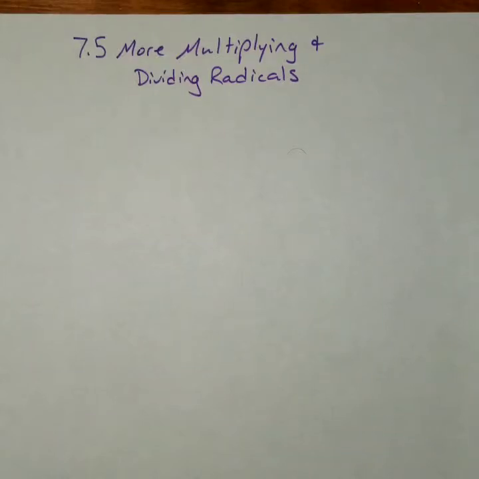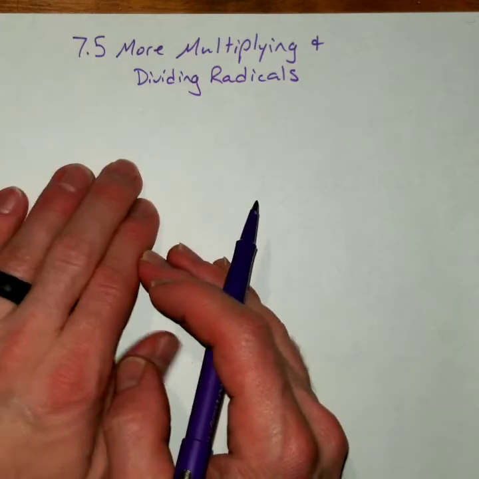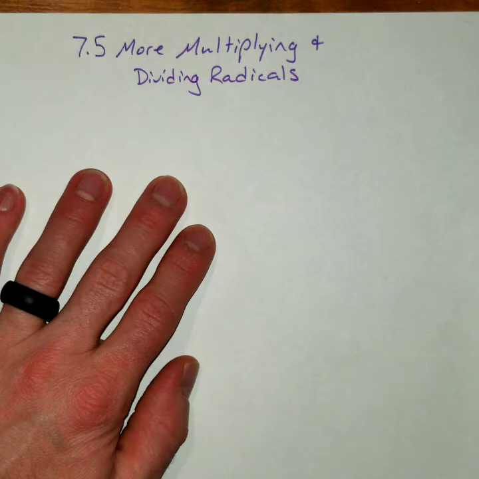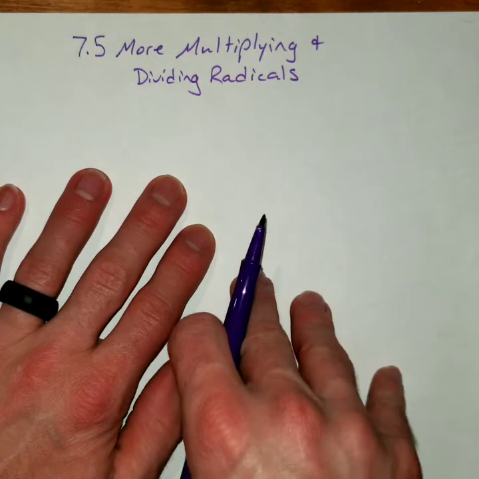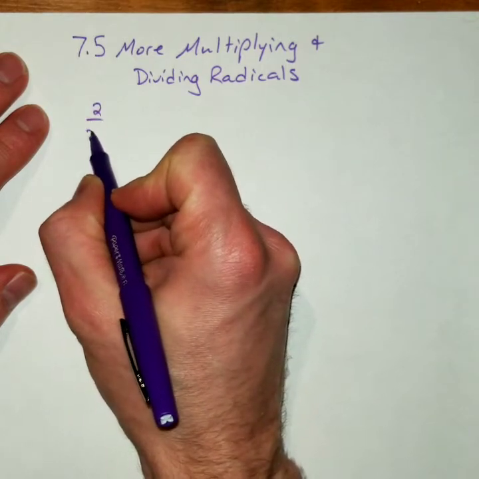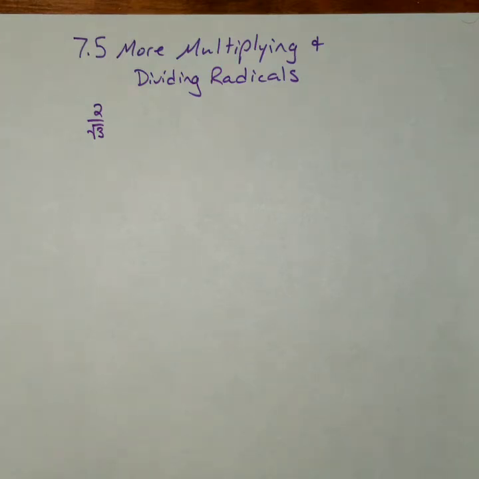Alright, so we're going to continue with some dividing of radicals, looking at division a little bit more closely than what we did before in the last couple sections. So the first thing I want to point out is that when we divide radicals, it's not a straightforward process. And so, if I had something like 2 divided by the square root of 3, this is not something that's easily or straightforwardly able to be divided.